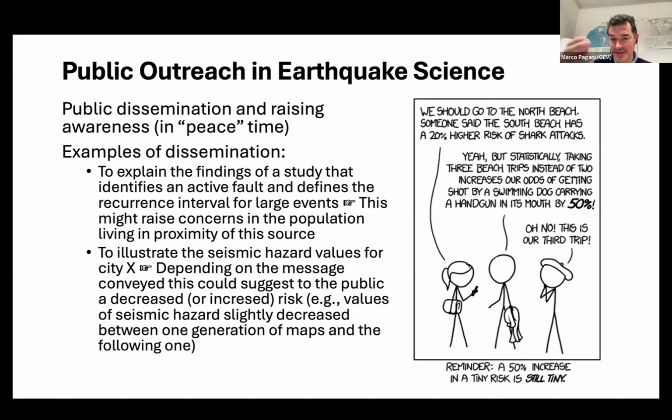And this is a cartoon that indeed is sort of reflecting the importance of the way in which the information then is understood by the general public.